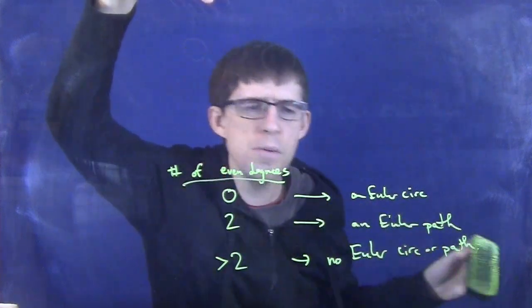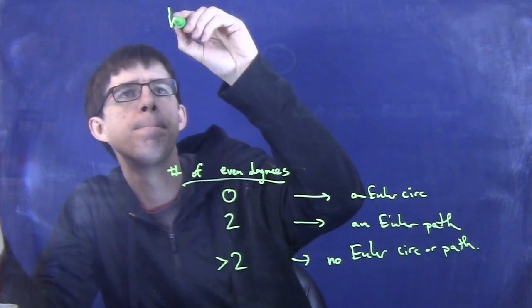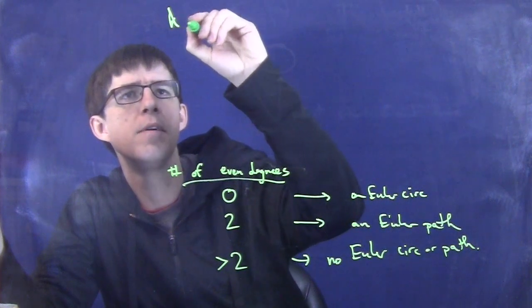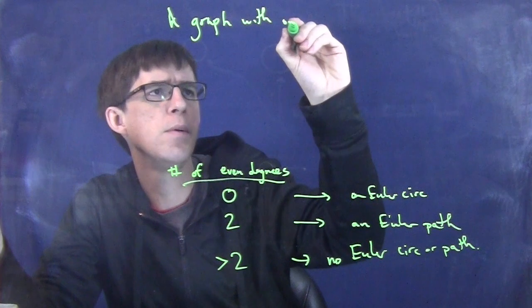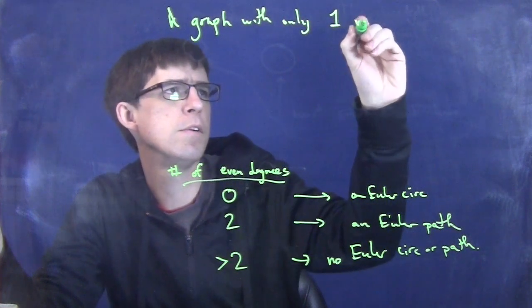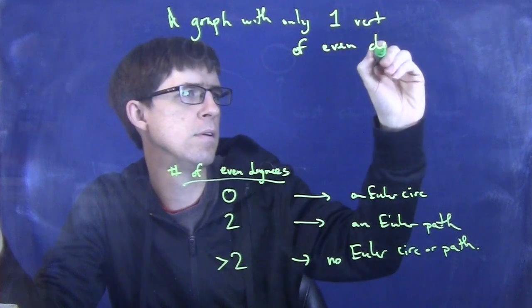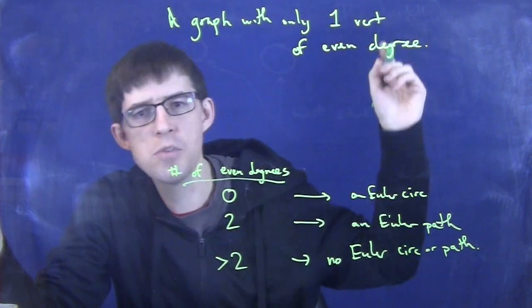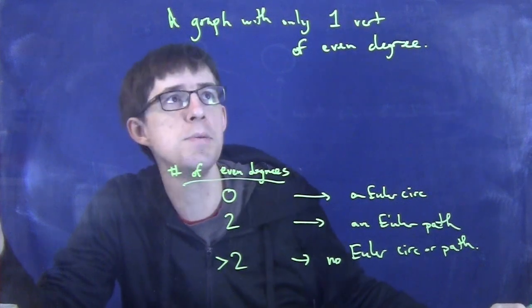How about this? Can you just come up with an example? Maybe I'll give you a moment. How about an example of a graph with only 1 vertex of odd degree? See if you can just draw a picture of such a graph. Pause it. I'll give you a moment. See what you think.